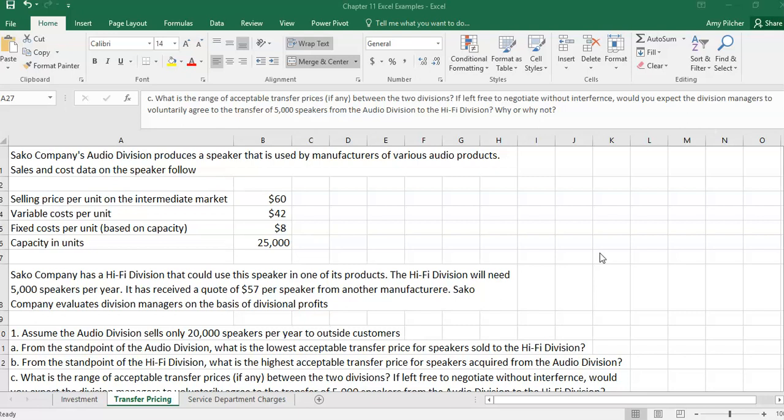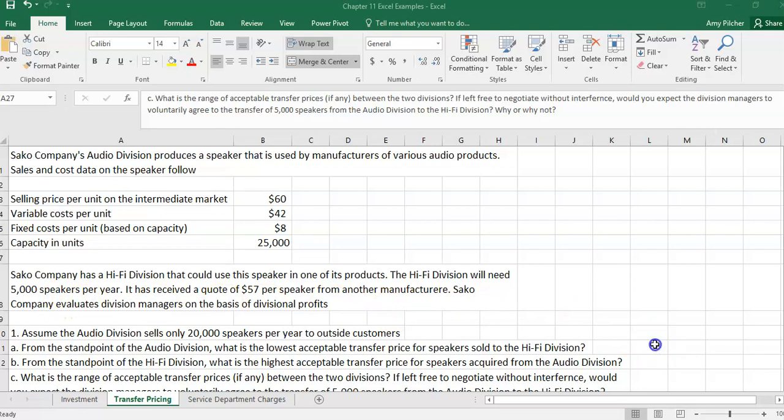The first factor is always capacity. So is the audio division losing outside market sales if they transfer internally to the Hi-Fi division? In this first scenario, we're only selling 20,000 speakers per year to outside customers, but we have a capacity for 25,000. Therefore, we have full capacity to meet that order of 5,000 speakers per year.